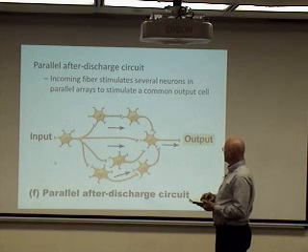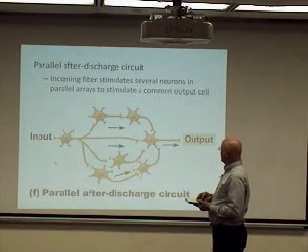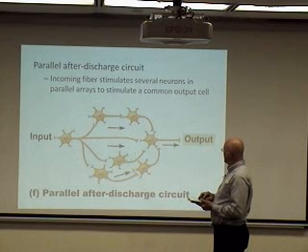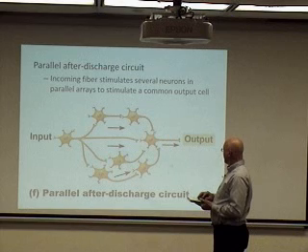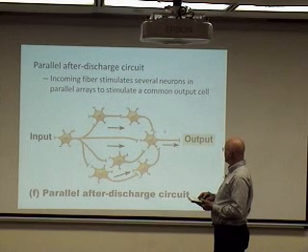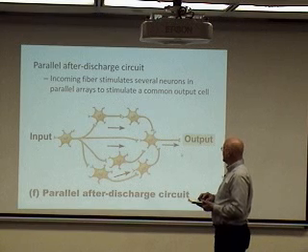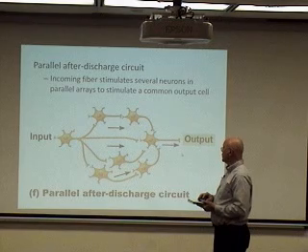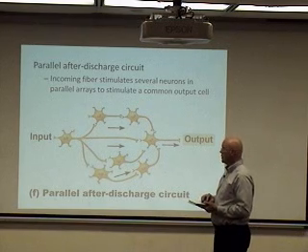Then finally, we have what's called the parallel after-discharge circuit. In this case, we have one neuron giving input to several different neurons, and those neurons all then converge upon one single neuron to create a single output. And so again, these are different ways in which neurons can work together as functional groups to create different types of signals.